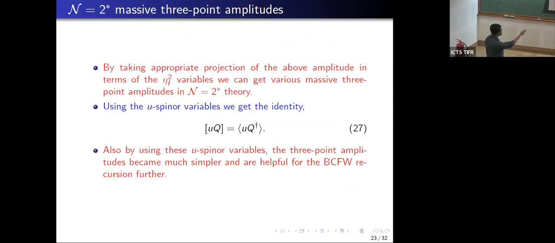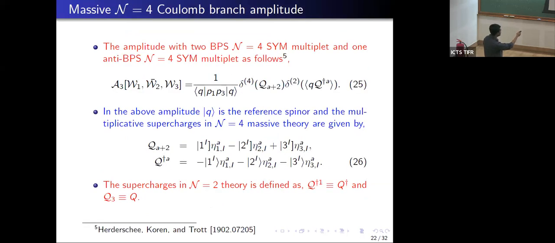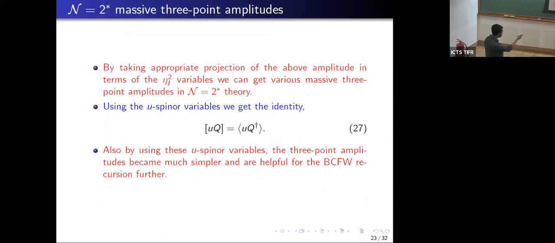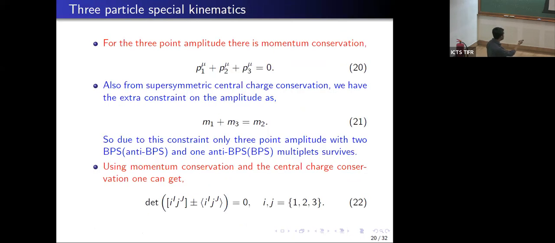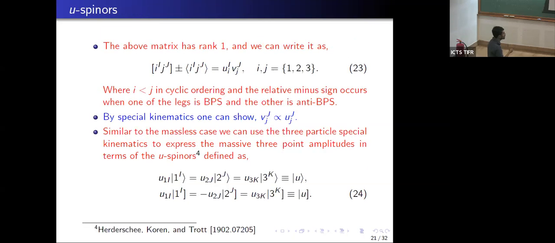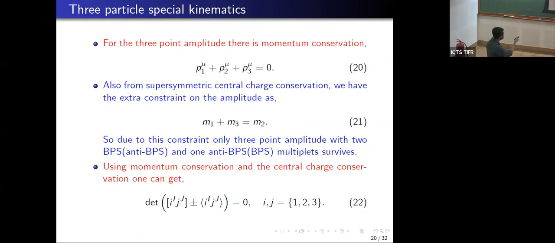Okay. So for n equals 4 also you can see that there are 6 delta functions, right, out of 8 for 3-point. And there is a similar condition like 27 for n equals 4 also. So I have said that the determinant of this matrix is 0 by these 20 and 21 conditions. And by defining this matrix, we have defined this U. So somehow U is related to this 21, right?